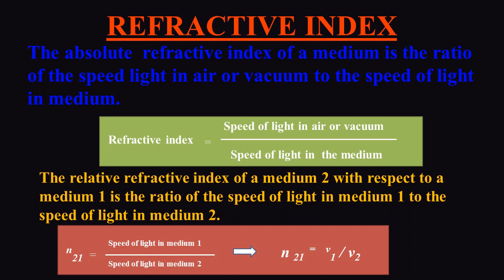The relative refractive index of medium 2 with respect to medium 1 is the ratio of the speed of light in medium 1 to the speed of light in medium 2. This definition is applicable when two different media are present and light is passing from medium 1 to medium 2.